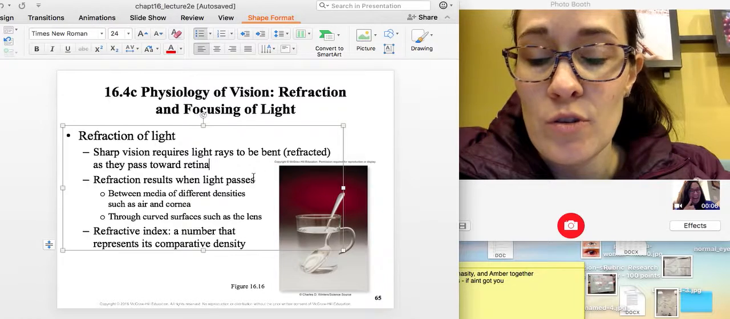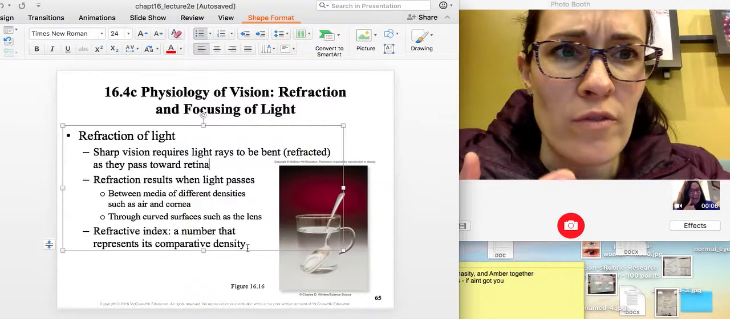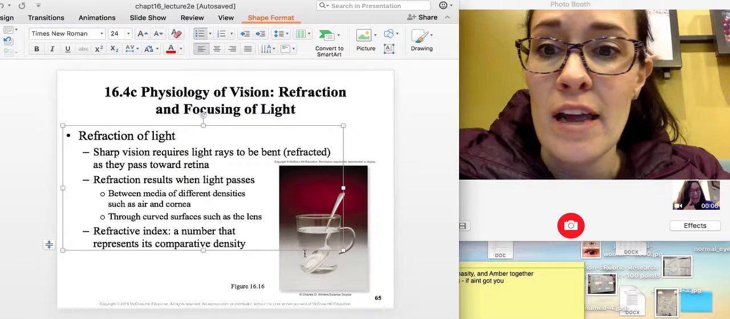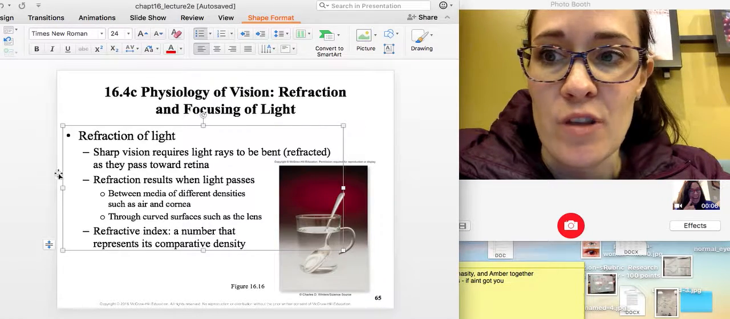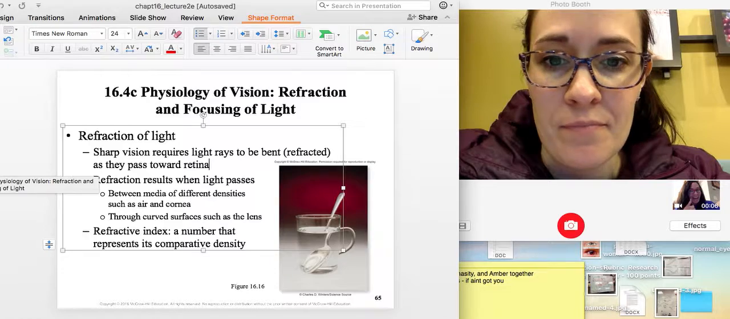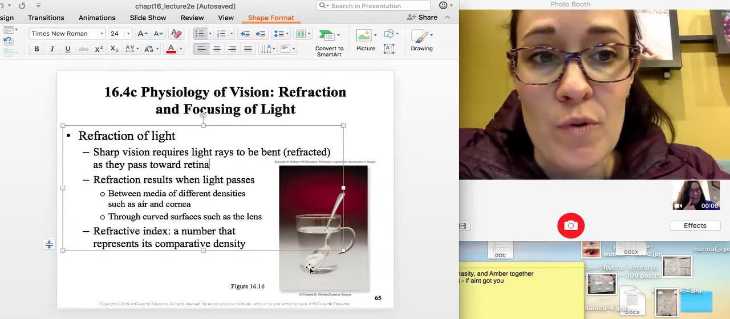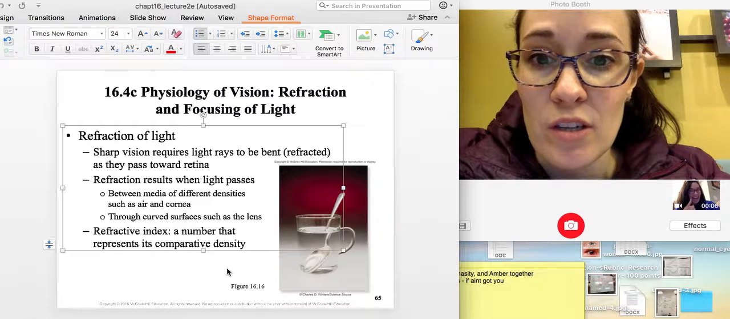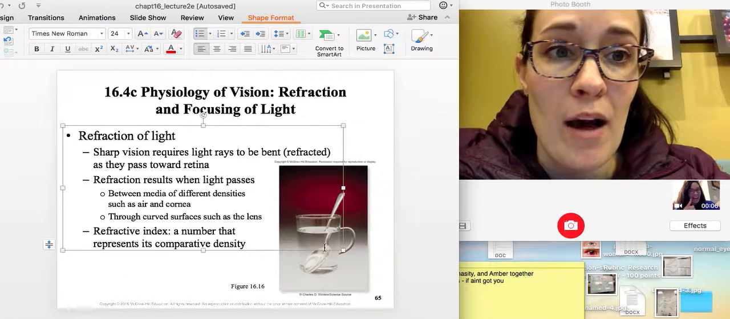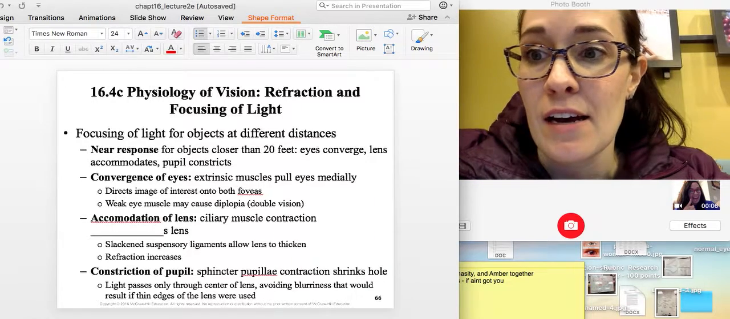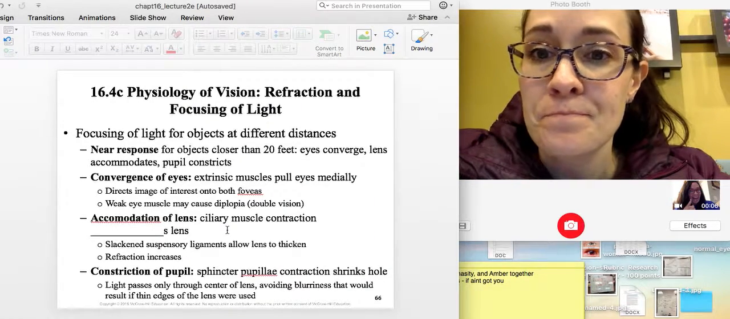Each one of those media, whether water or air, has a refractive index, or the amount that it will bend something. If you put a spoon in a glass of water, the spoon is going to look different because of how the water bends the light as you look through the glass.